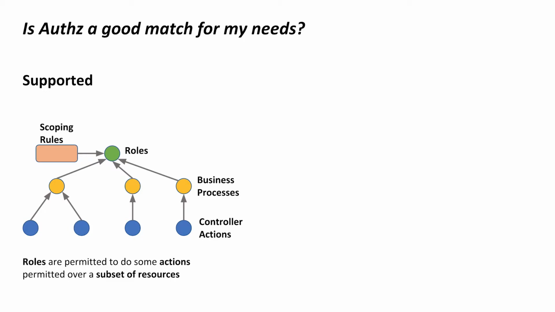Now, how do you know if Authz will be a good match for your needs? Authz was built to support a family of authorization rules that is very common. However, there are many other types of rules that are not supported. If you can break down your authorization rules into the Authz structure, then your rules are supported and you will benefit enormously from using the gem. In other words, if your rules are about allowing roles to do some actions over a subset of resources, then you should be able to use Authz.